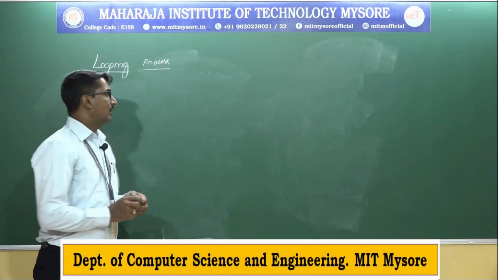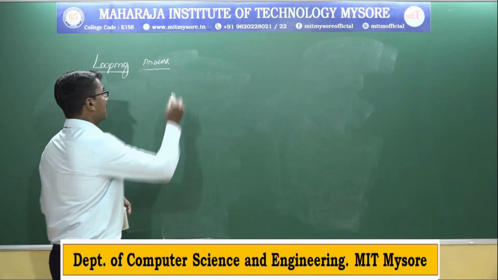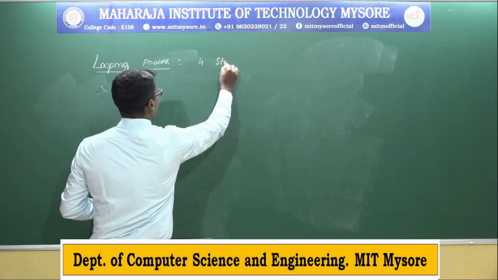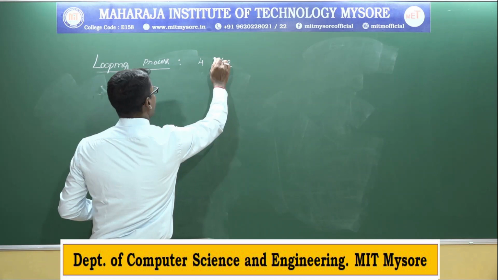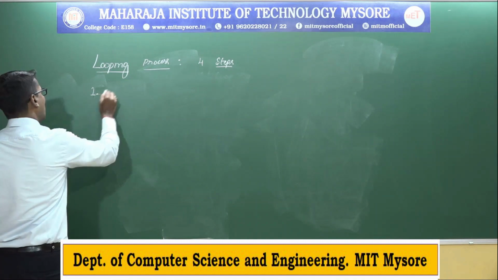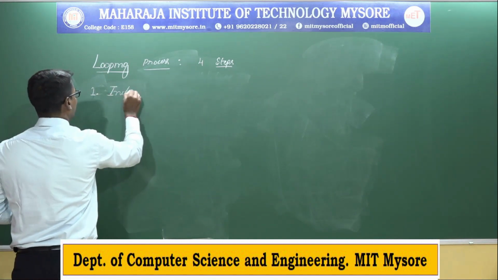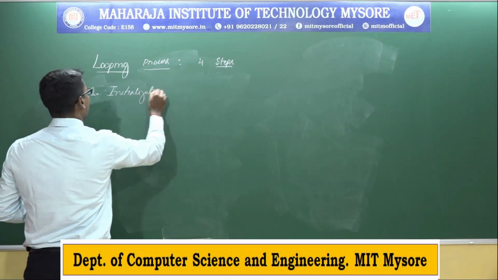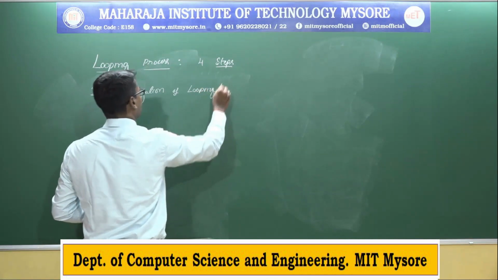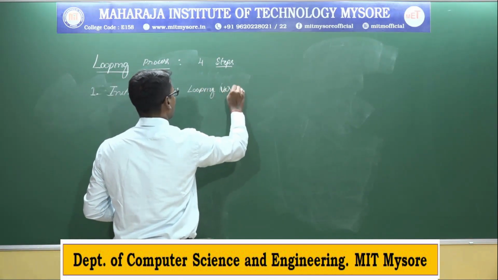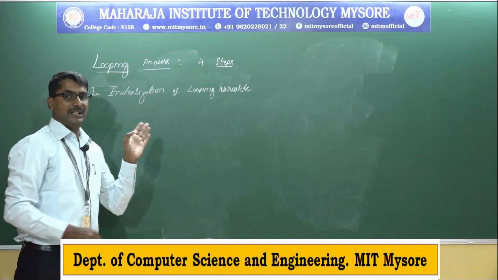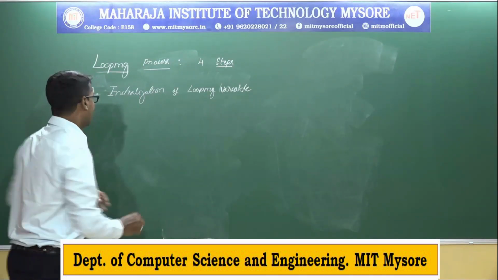Okay, in general, a looping process consists of four steps. Step one is initialization of the looping variable. So here we need to initialize the looping variables.